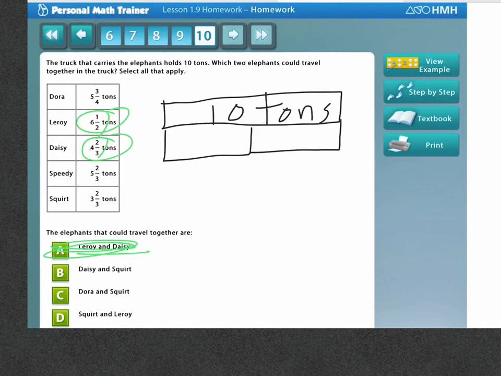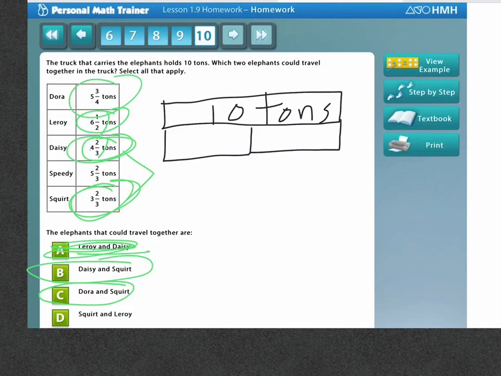Daisy and Squirt. Daisy is 4 2/3 and Squirt is 3 2/3. So that would definitely work because that's not going to be greater than 10. So Daisy and Squirt would work. We don't really have to do the math, we just kind of have to estimate. Dora and Squirt. Dora is 5 3/4. Squirt is 3 2/3. That would work too because 5 3/4 and 3 2/3 would be less than 10, so that would also work.